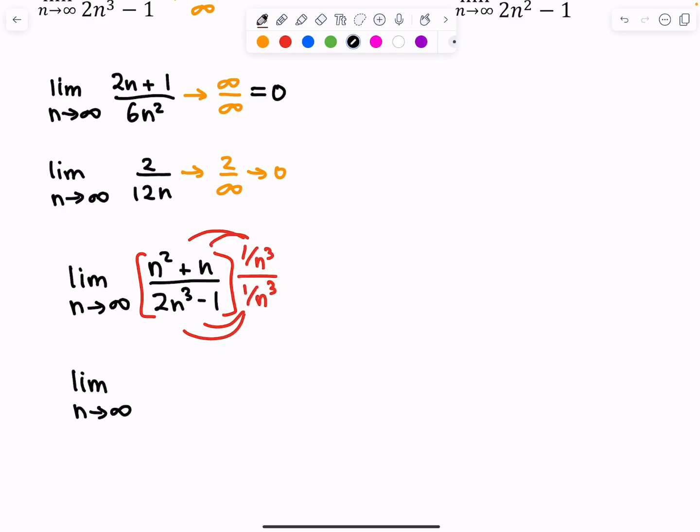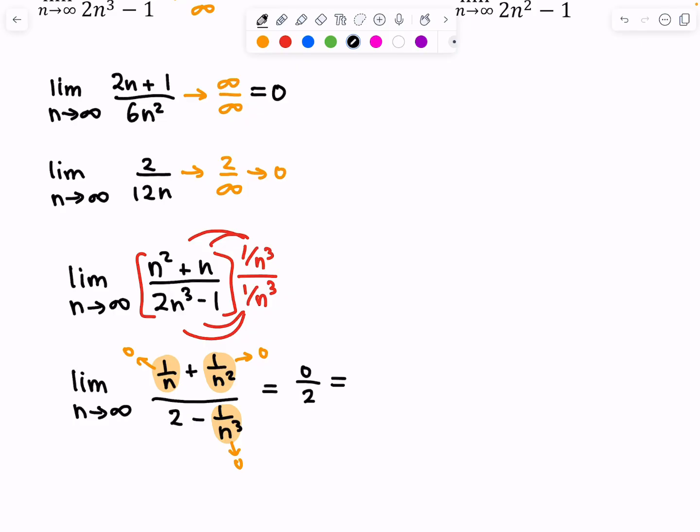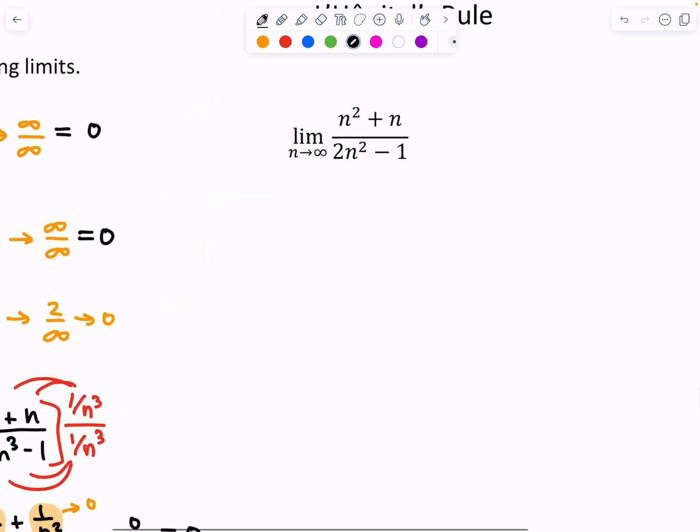We get n squared over n cubed, that's 1 over n, plus n over n cubed, that's 1 over n squared, all over 2n cubed over n cubed, which is 2, minus 1 over n cubed. And now we have 3 fractions with n's in the denominator that will all approach 0 as n goes to infinity, suggesting that the value of this limit will be 0 plus 0 over 2 minus 0, which is 0 over 2, which is just 0, confirming what we got with L'Hopital's rule.